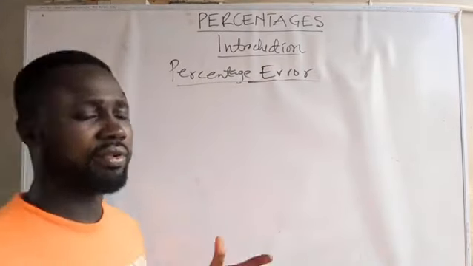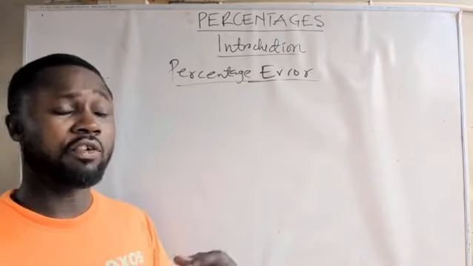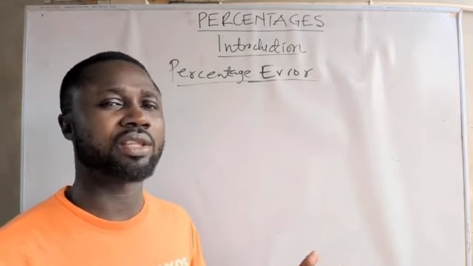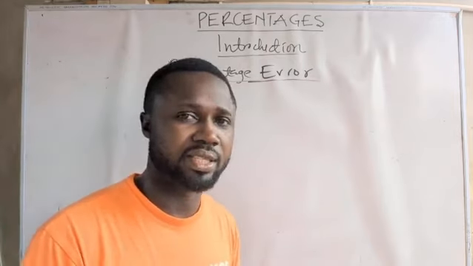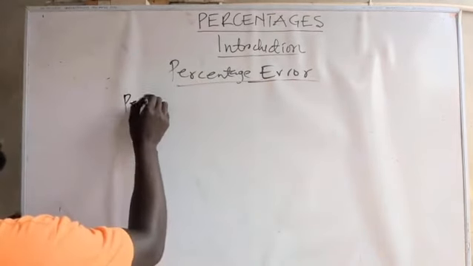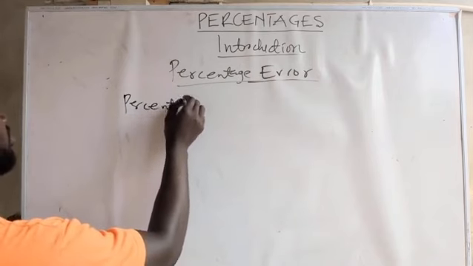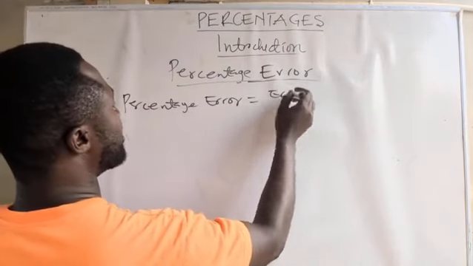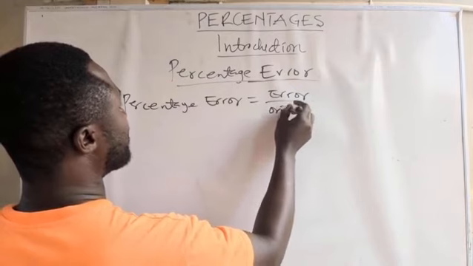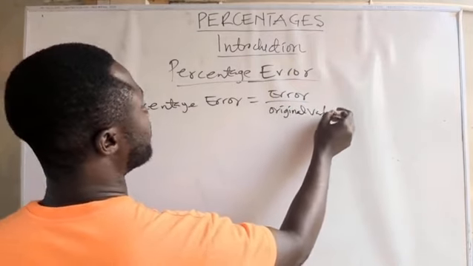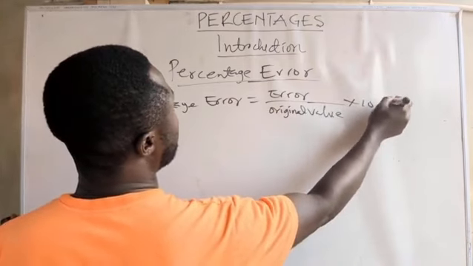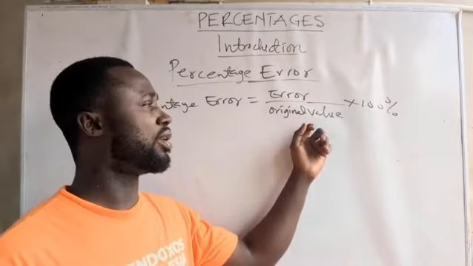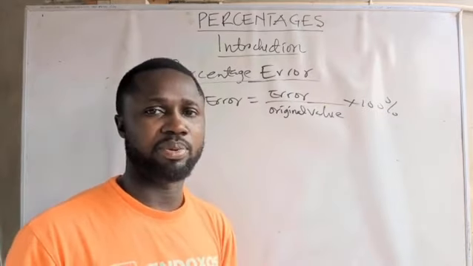Let's say that you are calculating for something, and then instead of using the original value, you use another value. So what is the error? What was the mistake in terms of percentage? Our percentage error is equal to the error, the mistake that was made, divided by the original value or the actual value, times 100%. So the percentage error is the error divided by the original value times 100%.